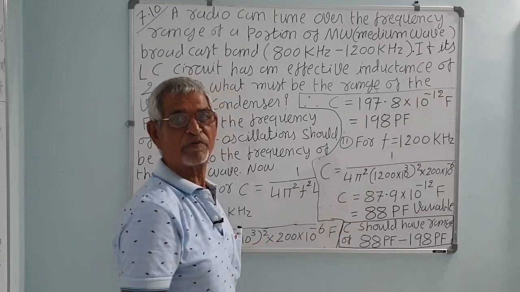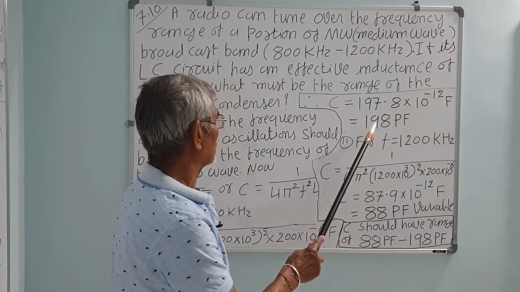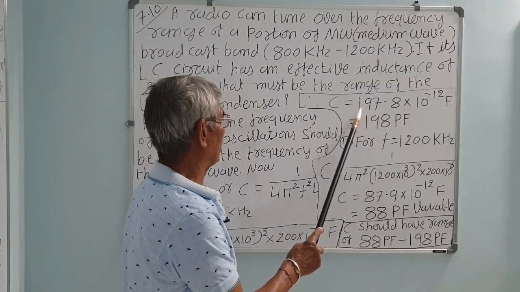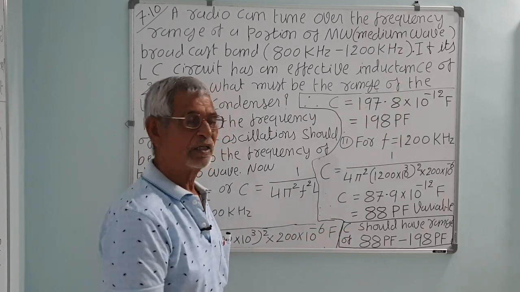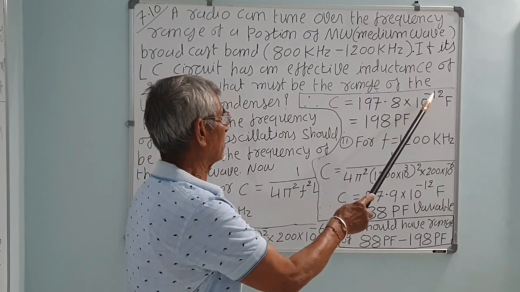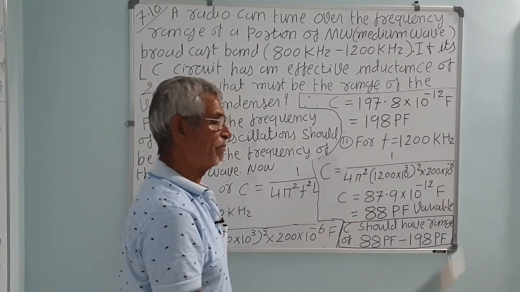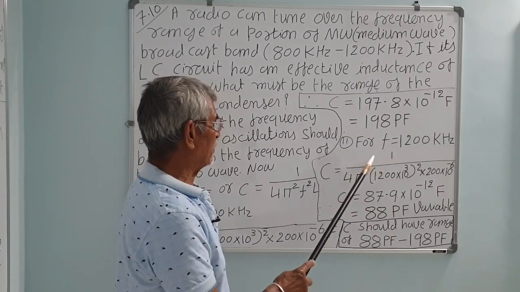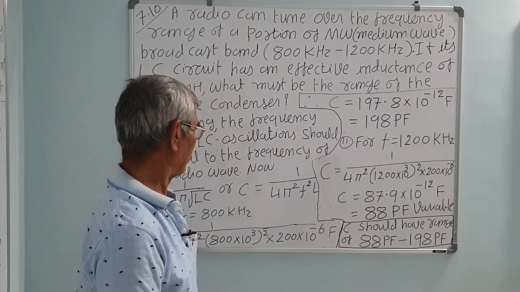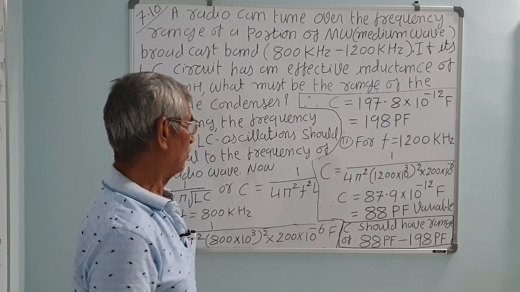10 raised to minus 12 farad is the picofarad. So we can write approximately 198 into 10 raised to minus 12, that is picofarad. Next, for another frequency f is equal to 1200 kilohertz, what should be the value of C?